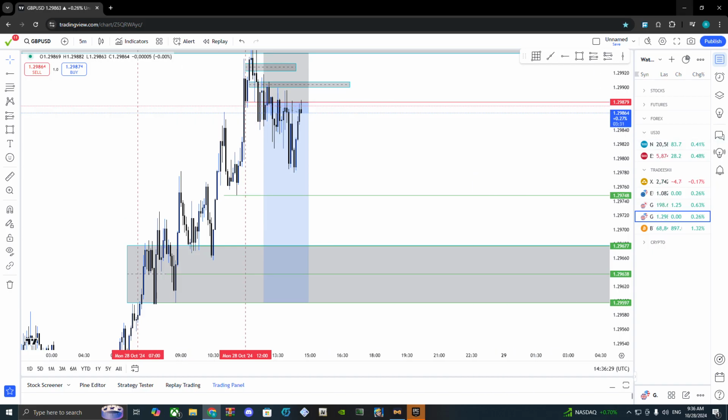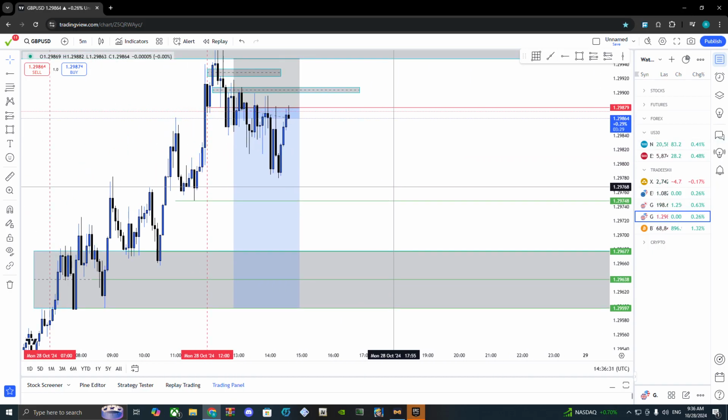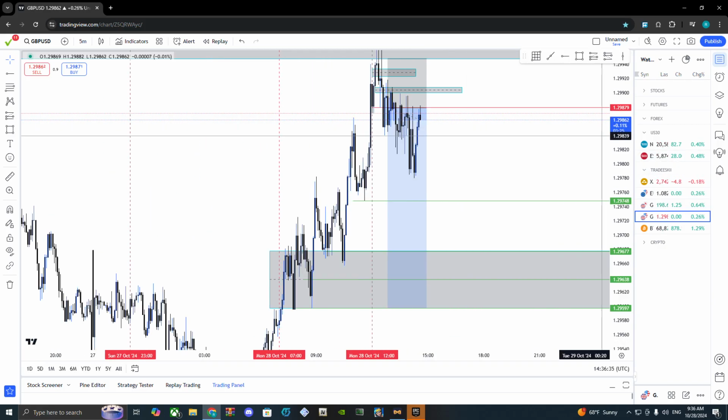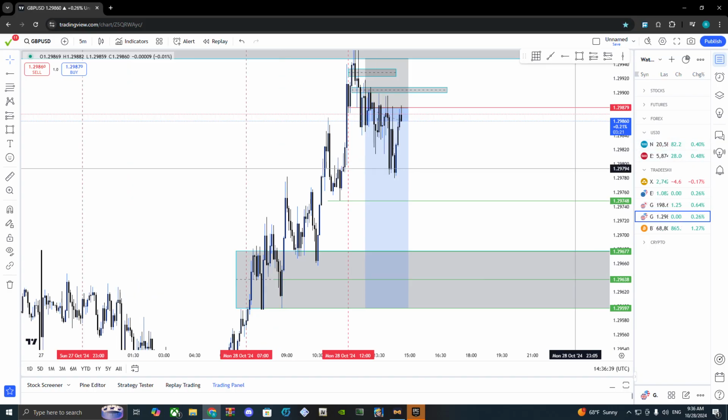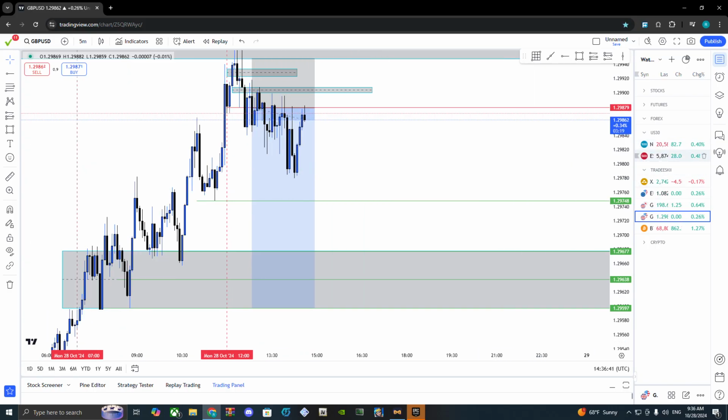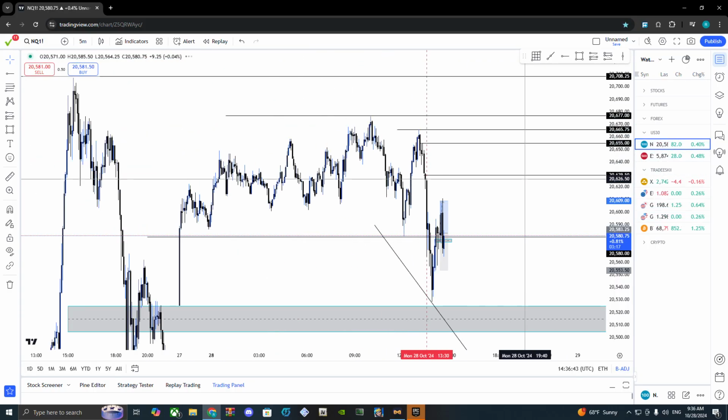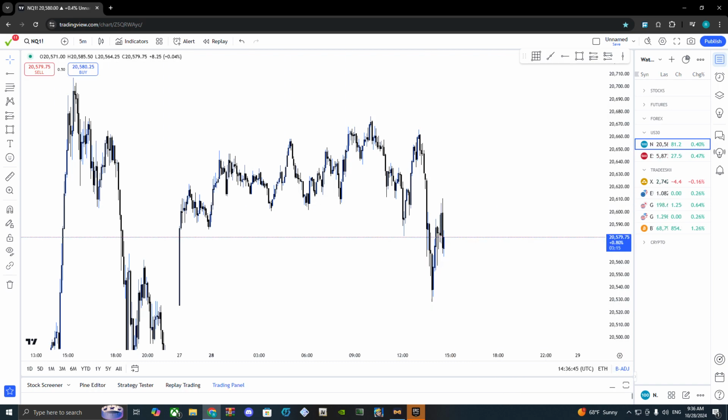I still think price might chop its way down there, but yeah, price was choppy. I just wanted to get out of the trade so I could trade the index. And yeah, that was the first trade I took on GU. And let's go on the second trade. So for NASDAQ today, let's mark out our draws on liquidity.